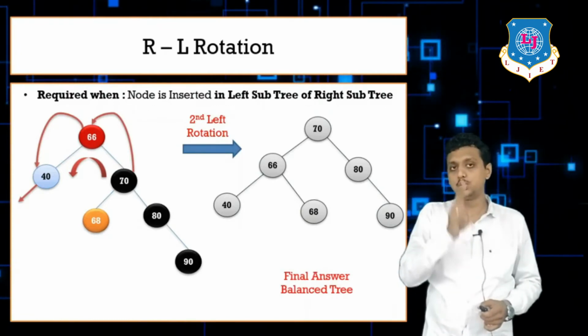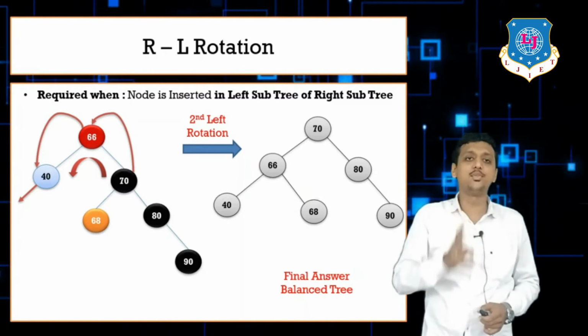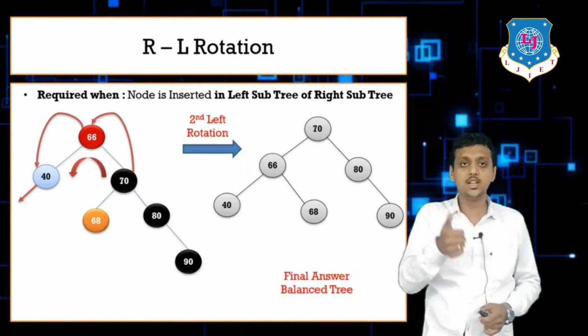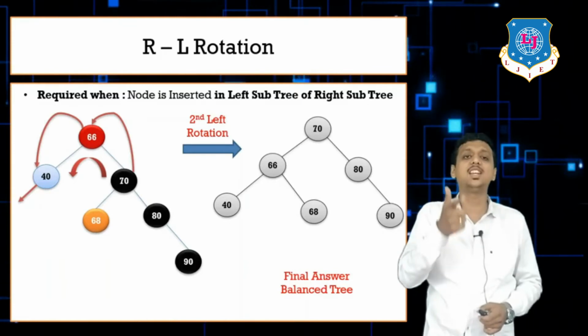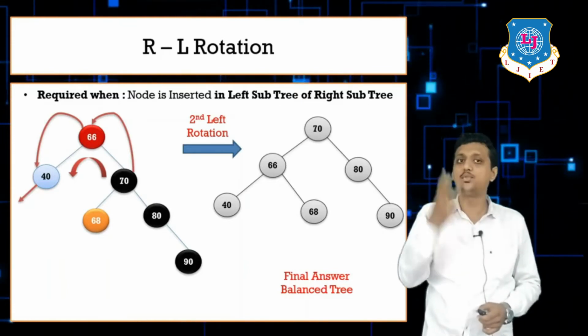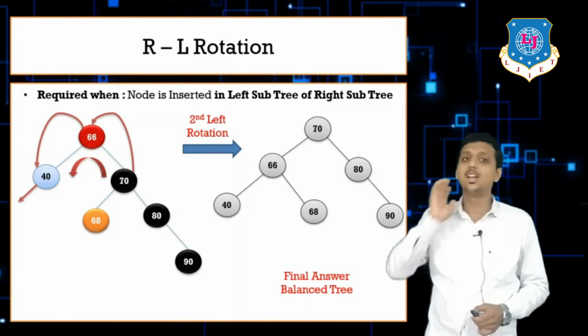See, here you need to apply two different rotations. So in your notebook, you need to draw four different figures. The first one is the question. The second figure is after inserting 68. The third figure is of the first rotation, and the fourth figure is of the last rotation, that is left rotation.